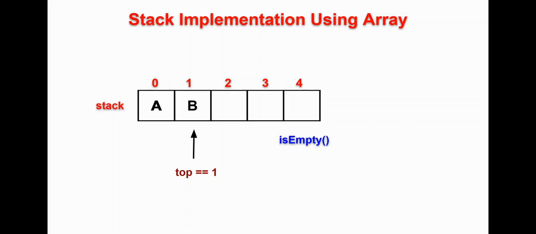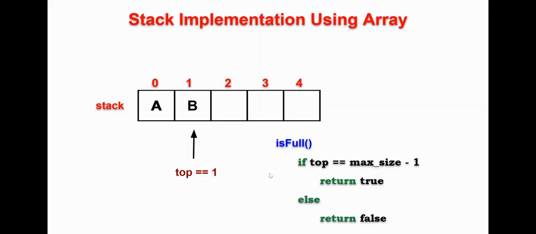If our top value is -1, it denotes our stack is empty, so it returns true. Otherwise, it returns false. Similarly, to check whether our stack is full, first we have to check the top pointer. If it reaches the maximum value, it returns true, else it returns false. So these are about the implementation of stack using array.